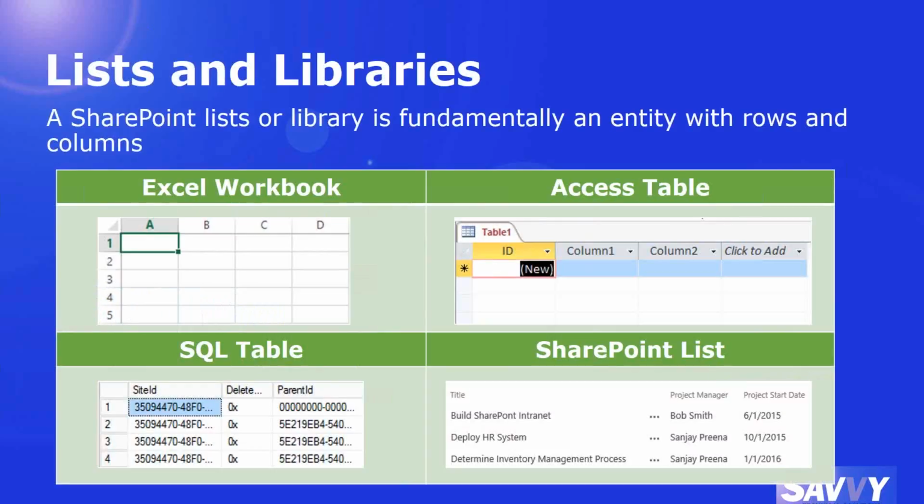So when we talk about lists or libraries, what is a list or library? Well, we have different notions in different software of something as basic as lists, rows and columns. So if you worked with an Excel workbook, you'd have rows and columns, or an Access table, same idea, or a table in a database such as SQL or Oracle. So really, a SharePoint list is no different. You basically are going to set up columns, and each column can contain multiple rows, and that's what a list is.